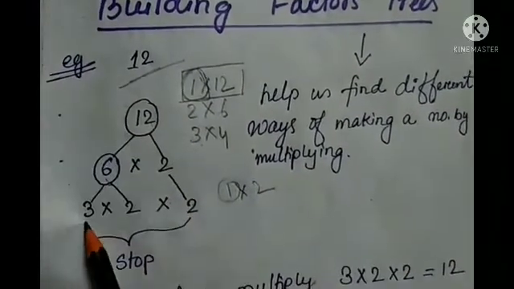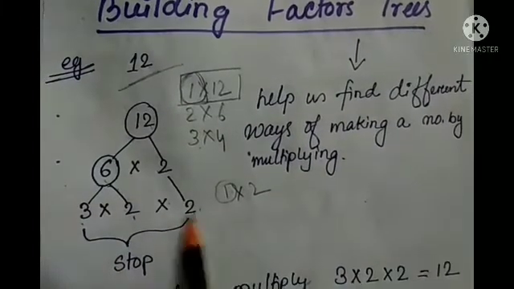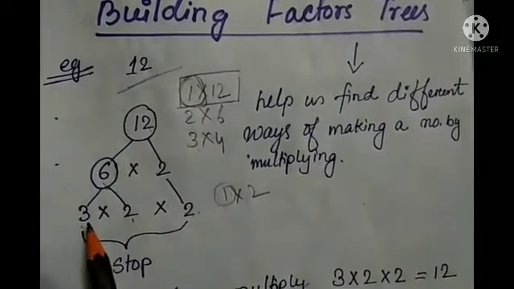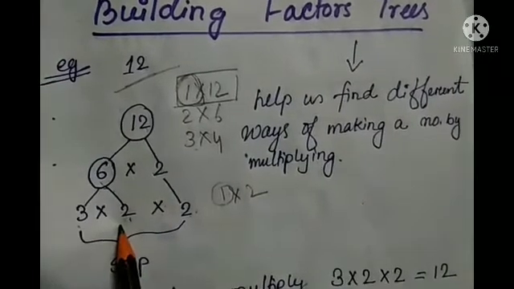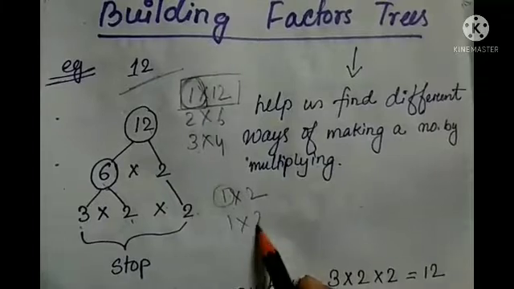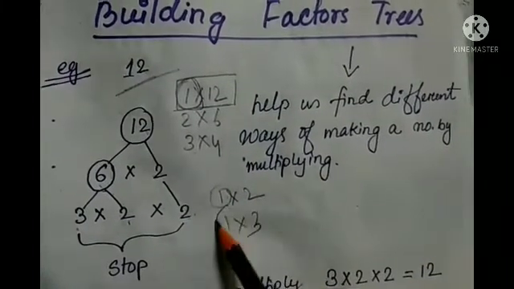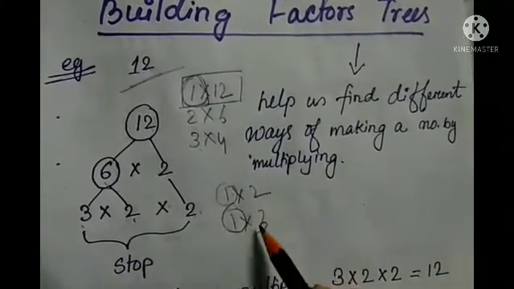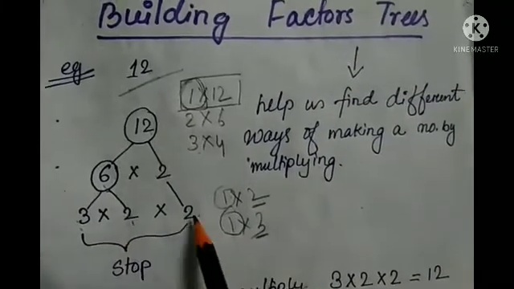Now you see 3, 2 and 2. Here we come to a point where they all have the common factor 1. Because 3, how can you write it? 1 into 3. 2 you can write 1 into 2, nothing else, right? So no need to write 1. So definitely you are getting the numbers as 3, 2 and 2.